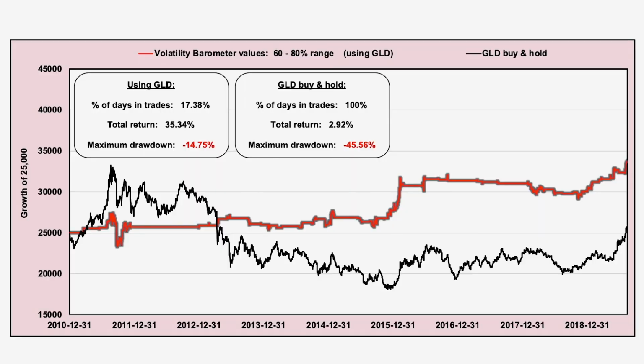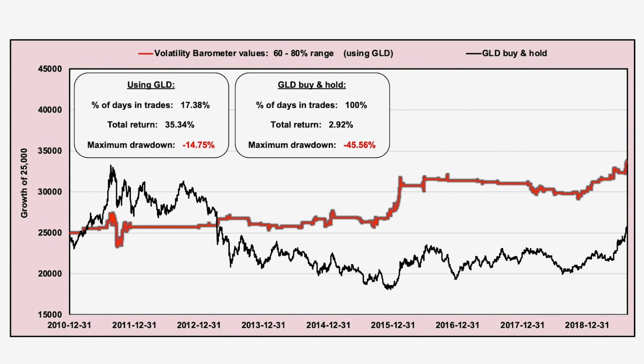Here's a comparison. The benchmark buy and hold gold using the GLD is in black, with a total return of just 2.92% in the last 8 years, and a maximum drawdown of minus 45.56%. Gold has really struggled during this bull market. It's only recently come back to life. But using my volatility barometer and only holding gold when it's the most advantageous, that's during that 60 to 80% range of values, again corresponding to only 17.38% of trading days in the last 8 years, that gives a 35% return, with less than a 15% drawdown.